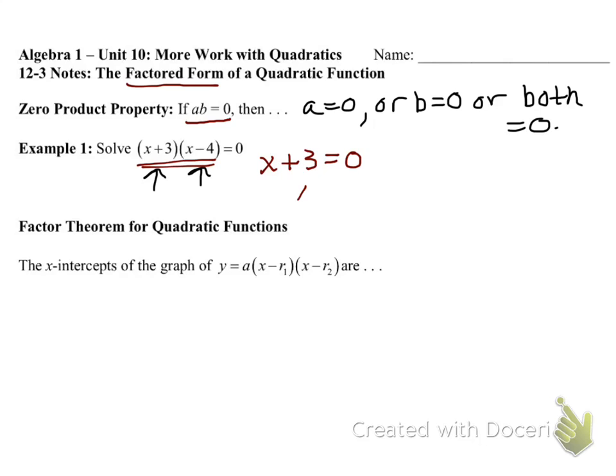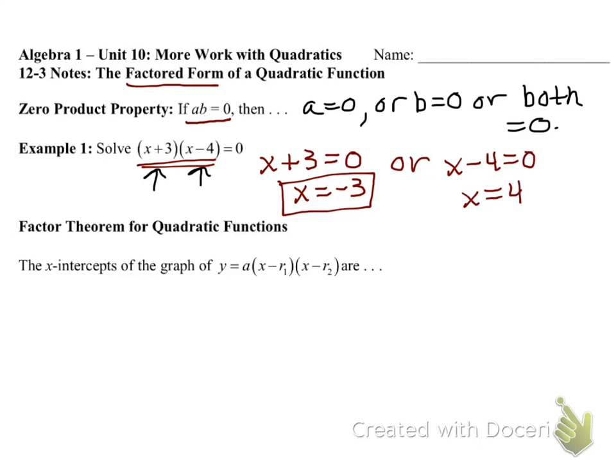So x plus 3 equals 0, so x equals negative 3. That's one solution. Or we have x minus 4 equals 0. And if we solve that, we get x equals 4. And that's our other solution.